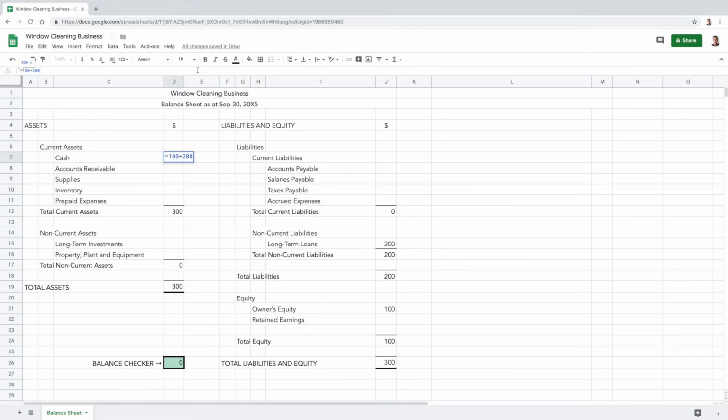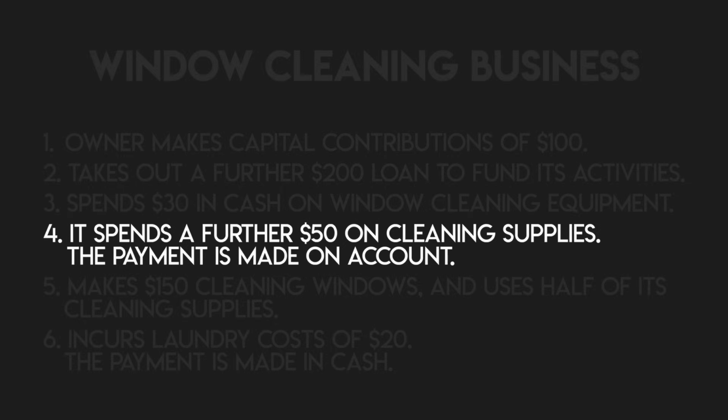We credit cash by $30 to decrease it, and we debit our plant, property, and equipment by $30 to increase our equipment. In transaction 4, the business spends a further $50 on cleaning supplies.